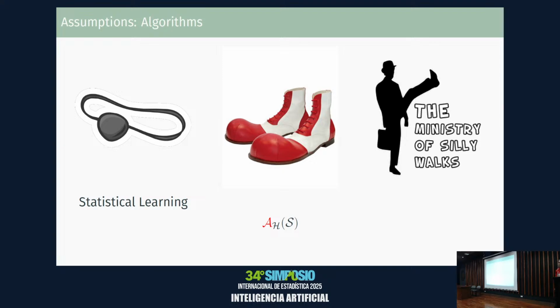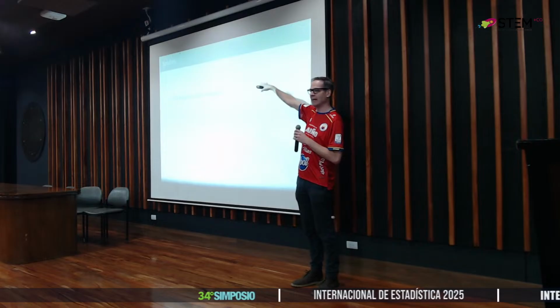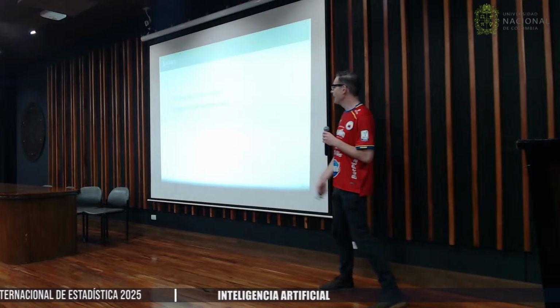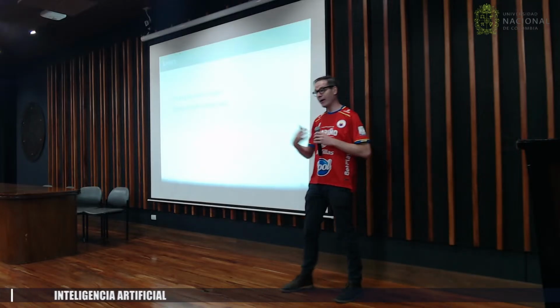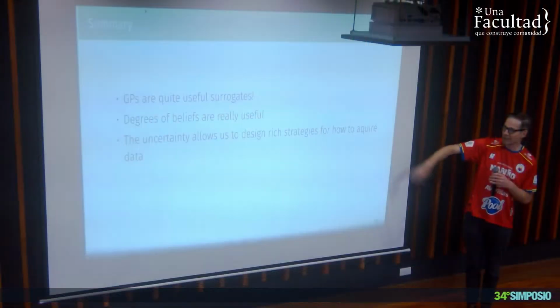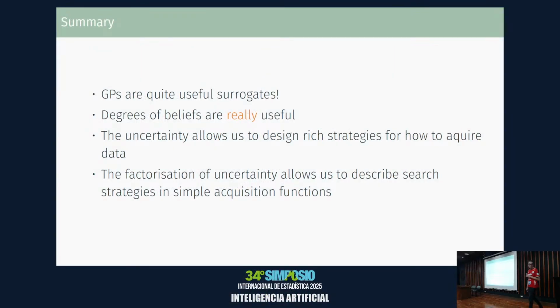So, just in summary, all I've talked about, GPs, hopefully you now think they're quite useful, right? Quite cool. If you've got uncertainties, none of my talk today is tied to Gaussian processes. Anything that gives you uncertainties, just think about them in this way. It's just simple math to work with GPs. Degrees of belief are really useful, right? That's how I can start exploring things, right? The uncertainty allows us to design rich strategies for how to acquire data. Super, super important point. And we can, if we have this factorization, especially in the factorization where we also have computation, we can design very simple, nice acquisition functions.